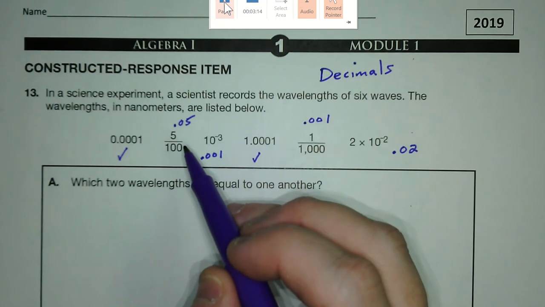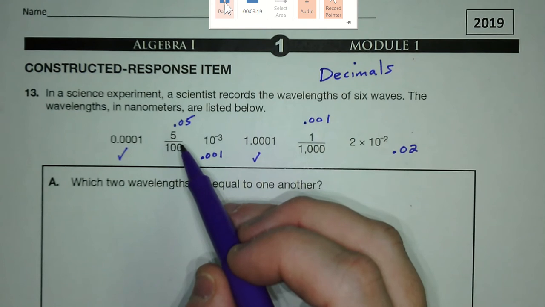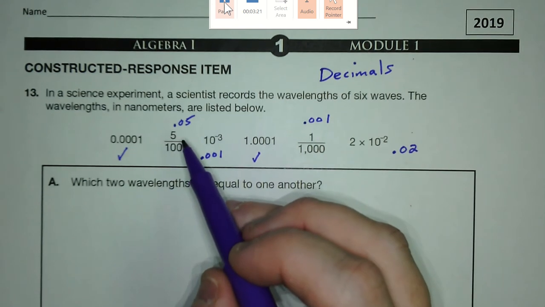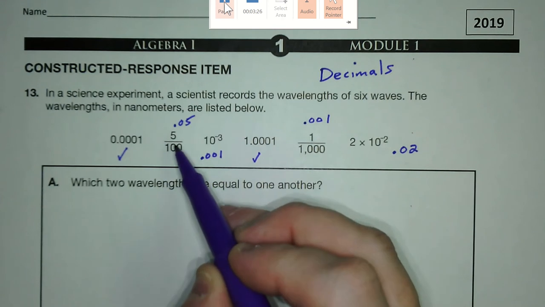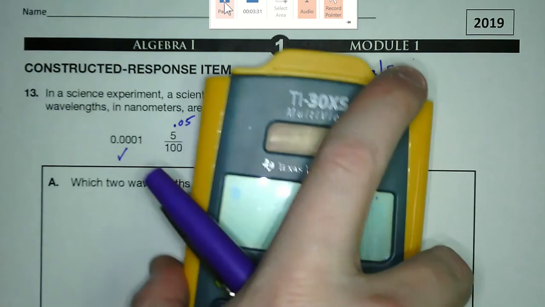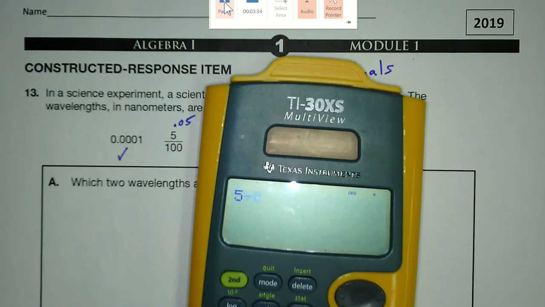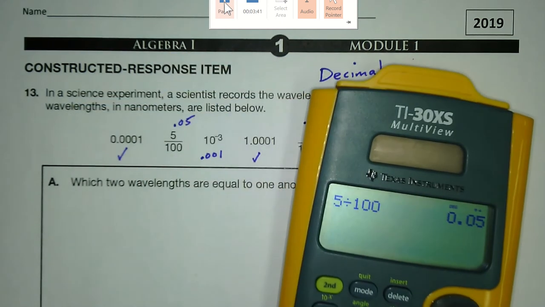Fractions, okay? You literally need to remember that fractions are just division problems. So 5 over 100 literally means 5 divided by 100. And so you can just go to your calculator, and I'm using this one, and do 5 divided by 100 and get 0.05.